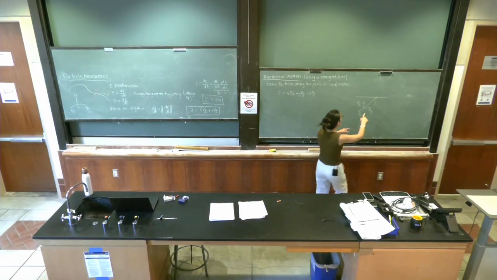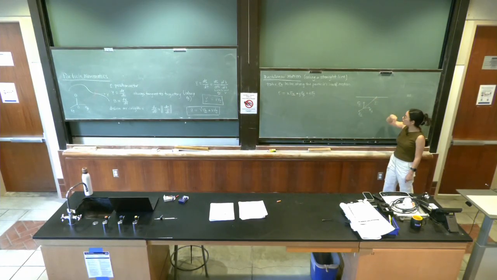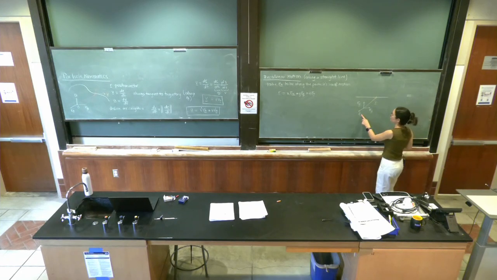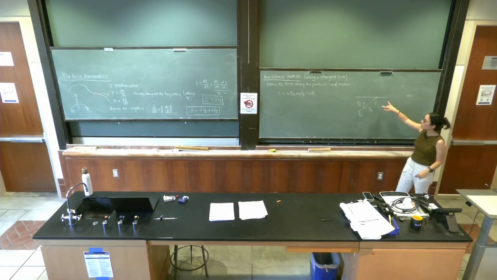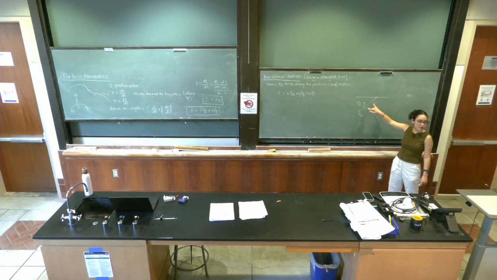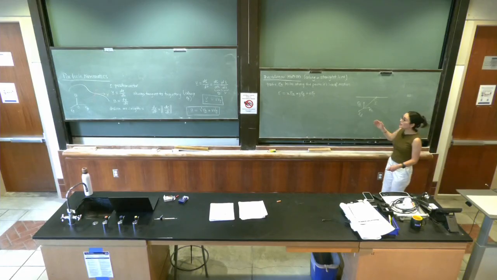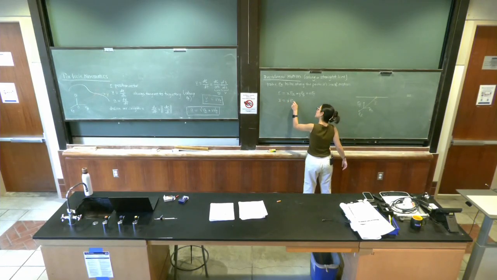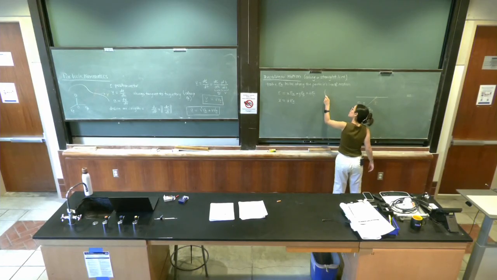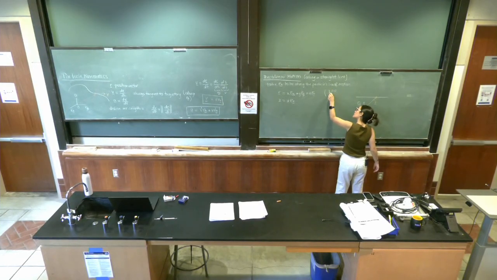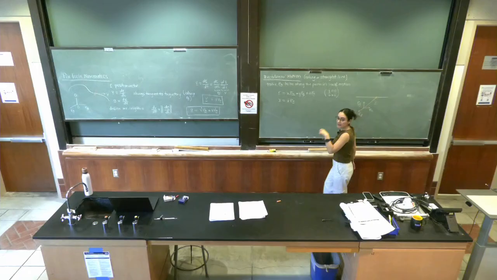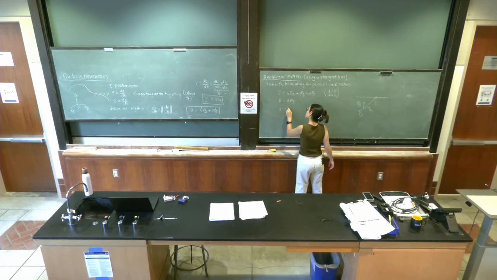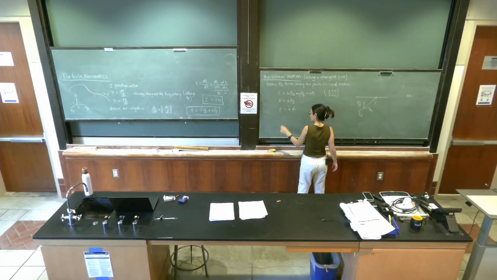So as the particle moves, the x coordinate of this vector is going to change. Wait, I drew this kind of messed up. Ex, ey, ez. Okay, so as this particle moves, the x coordinate of this vector is going to change, but the y and z coordinates are not. So when I take the derivative, I just have x dot ex. Okay? So y dot is equal to 0 and z dot is equal to 0. Similarly, the acceleration is going to be x double dot ex.